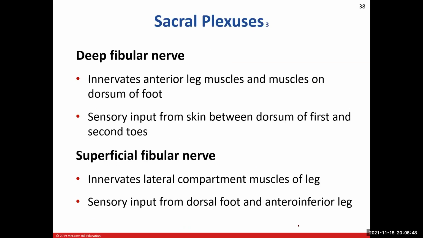And our deep fibular nerve is going to control the anterior leg muscles. And those anterior leg muscles are on your shin. And so they are going to cause inversion of the foot and also dorsiflexion. They'll lift your foot up towards the ceiling there. And some of the smaller muscles on the top of your foot, which is also known as the dorsum. It gets its sensory input from, again, the top of your foot. But here's the thing, from a small patch of skin between your first and second toe.